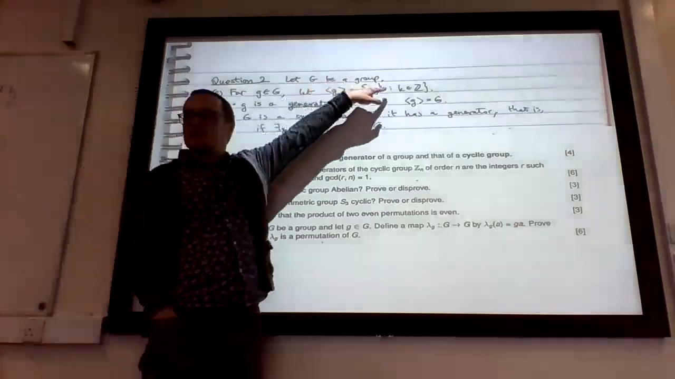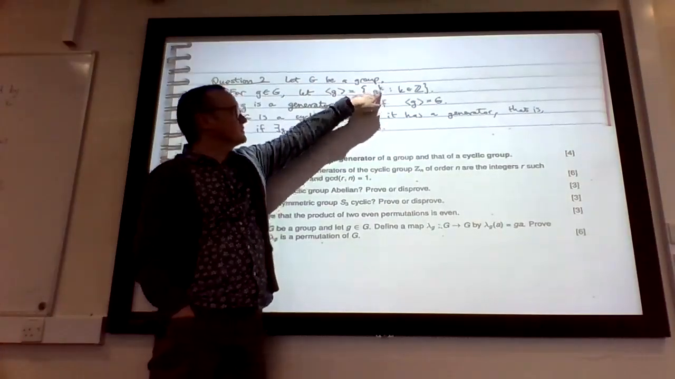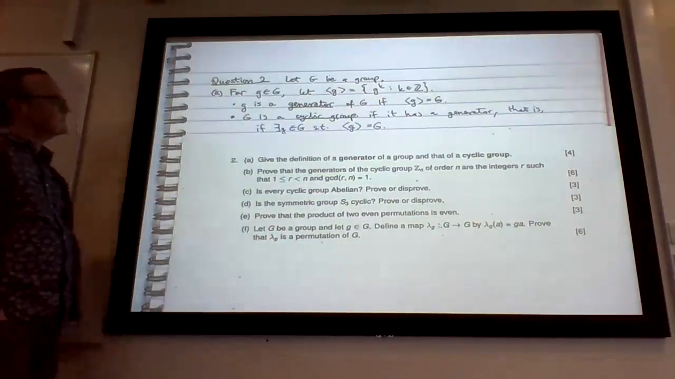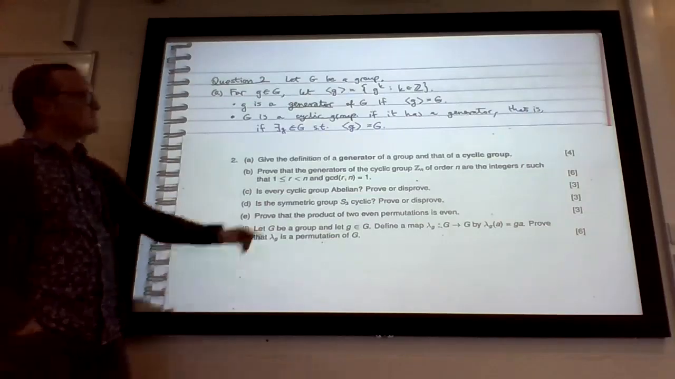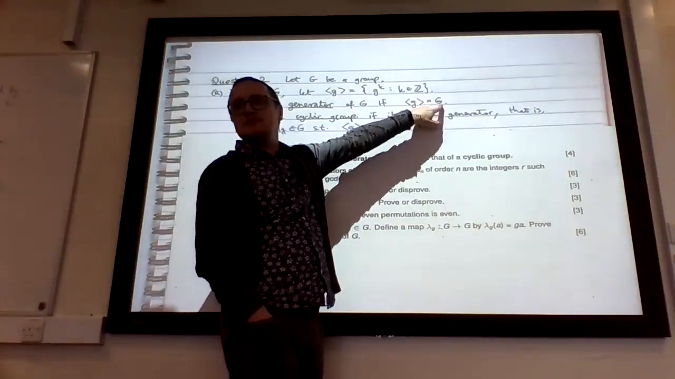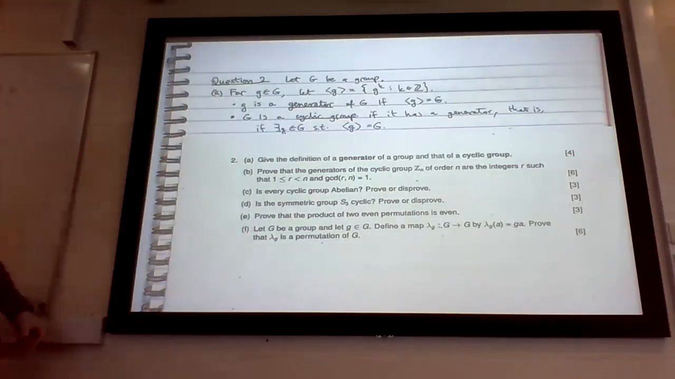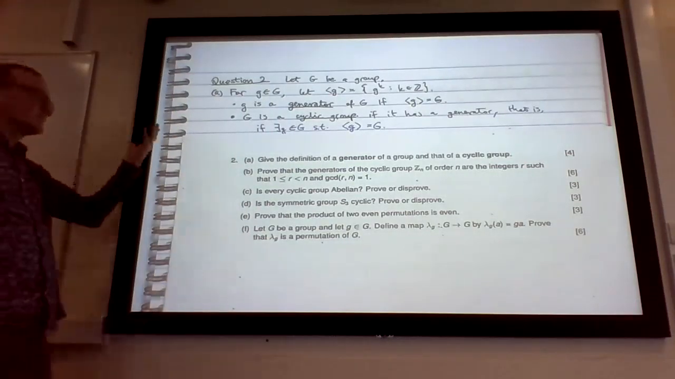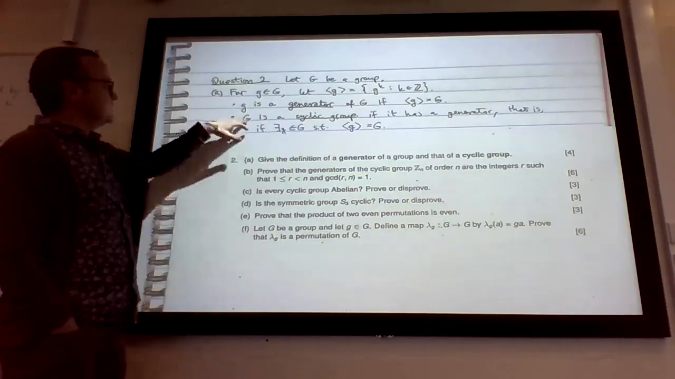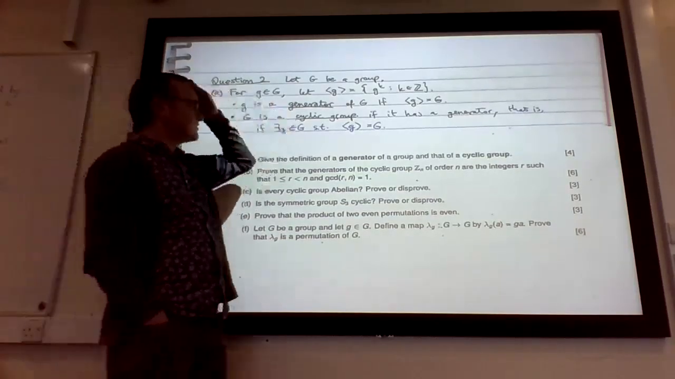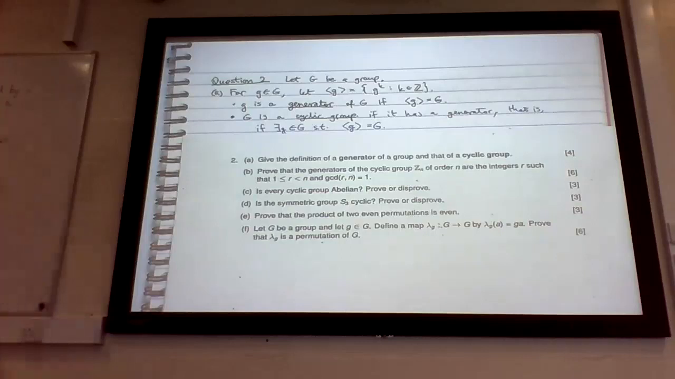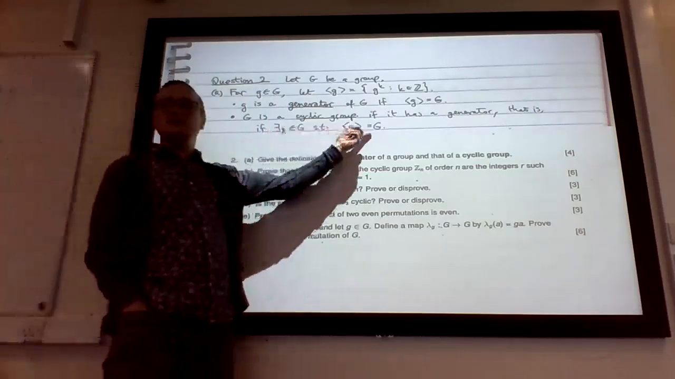This is certainly a subset of G. This is some group elements. And it says g is a generator if this set happens to be the whole of G. And, kind of flip side of the coin, G is a cyclic group if it has a generator. That is, there exists an element, little g, which has this property.